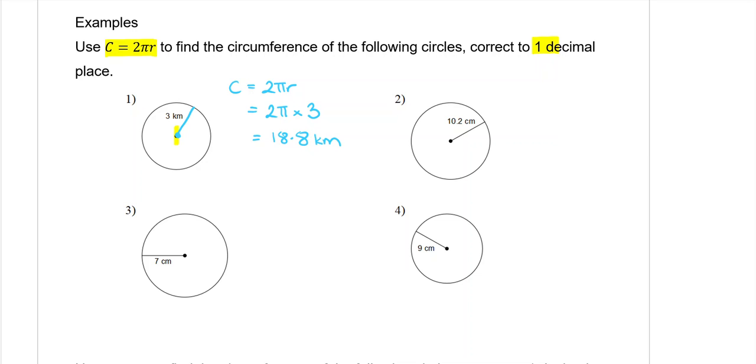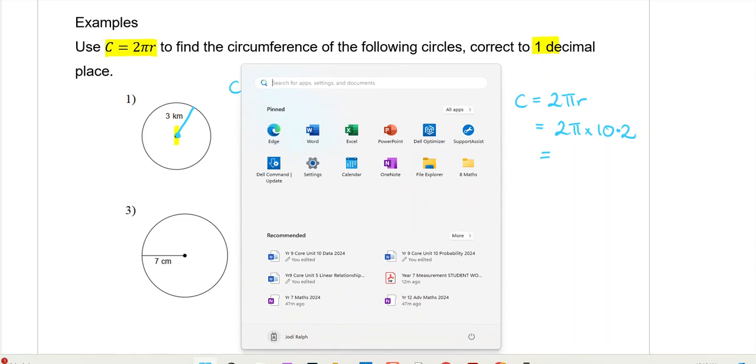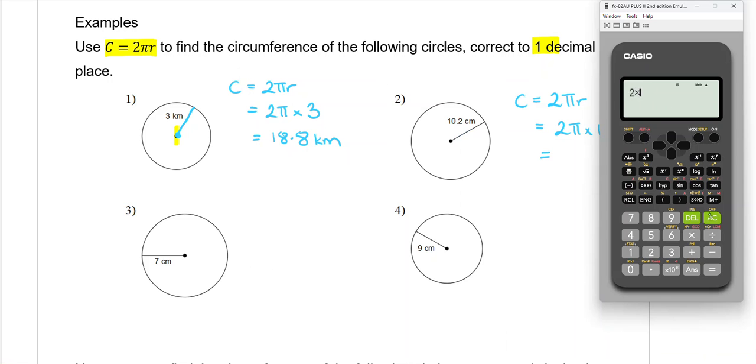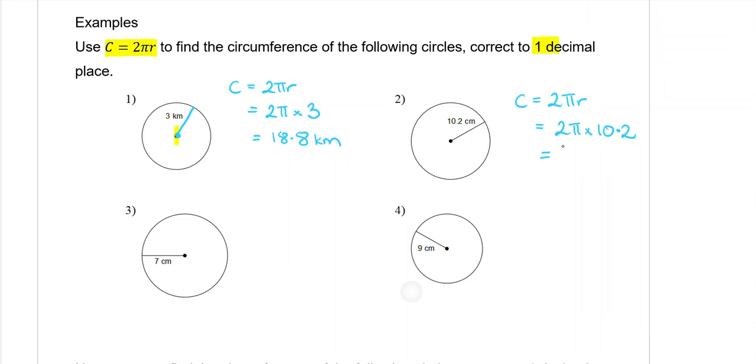Let's do another one. Question 2. We're going to use the formula C is equal to 2 pi r. That's step 1. Step 2, we sub in the radius this time is 10.2. So it's 2 pi times 10.2. On the third line, we type it into our calculator. So we go 2 pi times 10.2. To one decimal place, that will be 64.1 because the 8 will round up. And this time we're in centimetres for our unit.